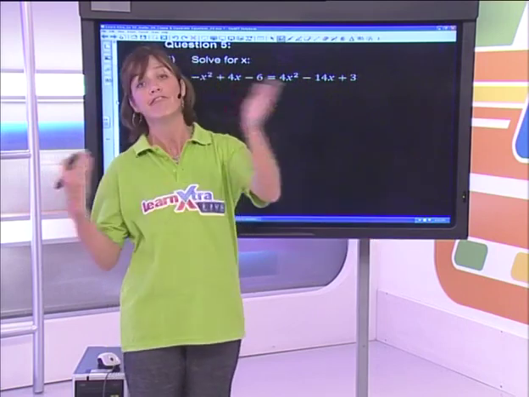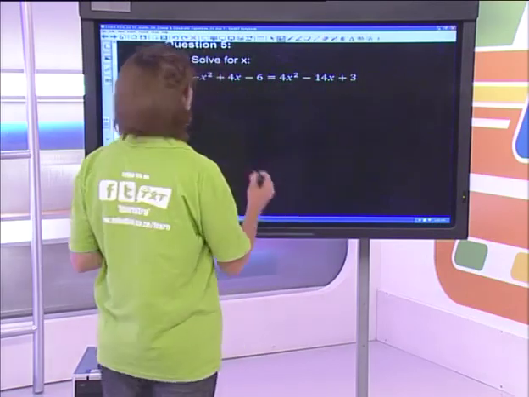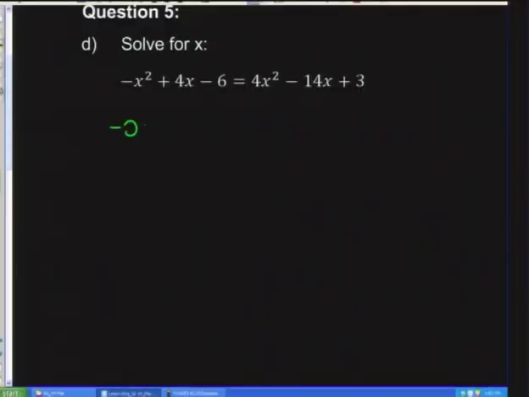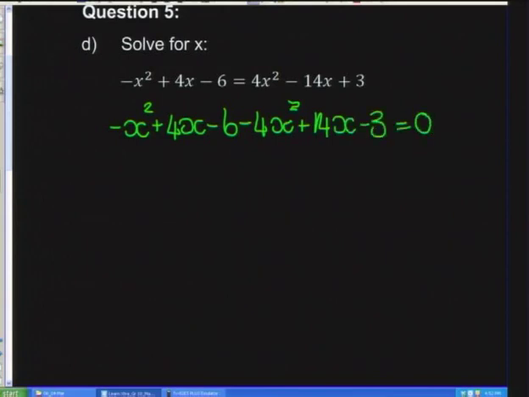We're going to gather everything over to the left-hand side, and you want that right-hand side to be equal to 0. Okay? So I'm going to have negative x squared plus 4x minus 6, and I'm going to have minus 4x squared plus 14x minus 3 equals 0. Okay, so everything has now been moved to the left-hand side. Now we are going to gather like terms again.